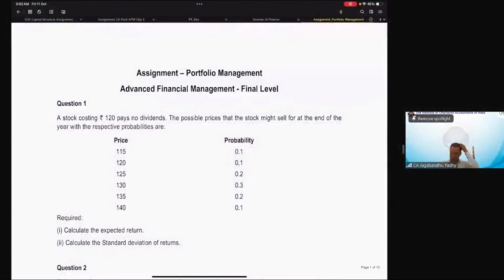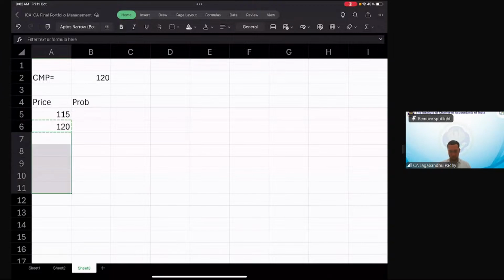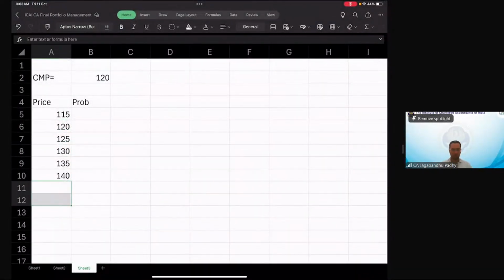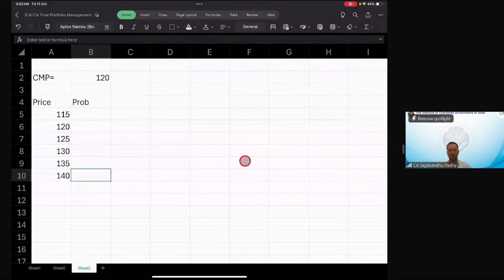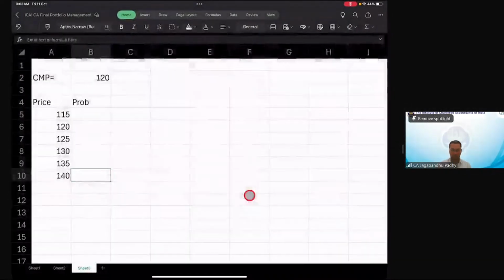So price can be ranging from 115, right? And it can go all the way up to 140. So 115, 120, 125, 130, 135, and 140. So these are the possible prices that we may observe at the end of the year. So next year, upcoming year, what is the possible price that we can see? Currently, it is trading at 120. It may fall down to 115. It may become 120, or it may be 125, 130, 135, or maximum 140. And the probabilities are assigned.